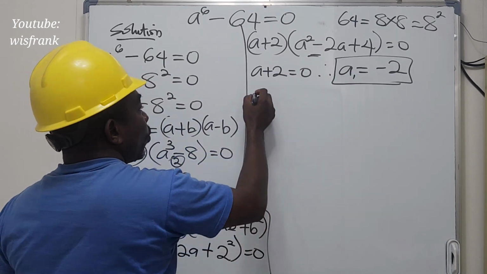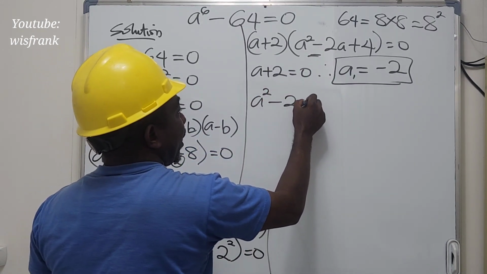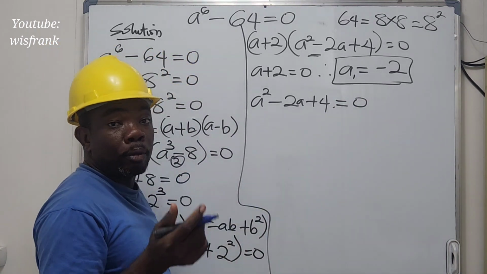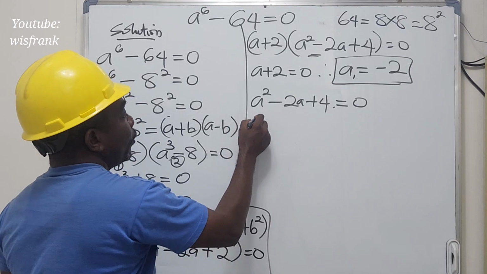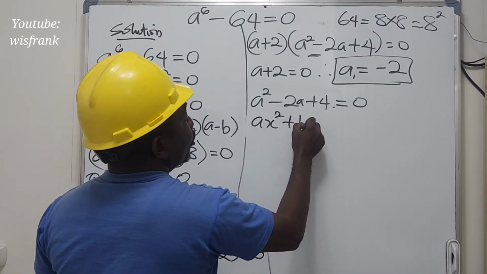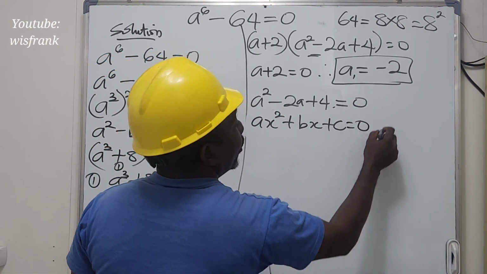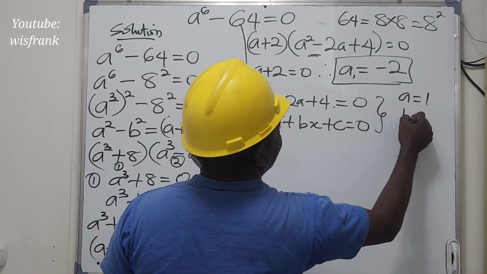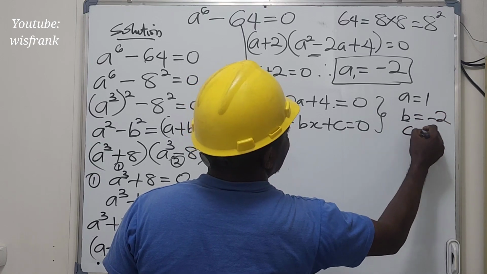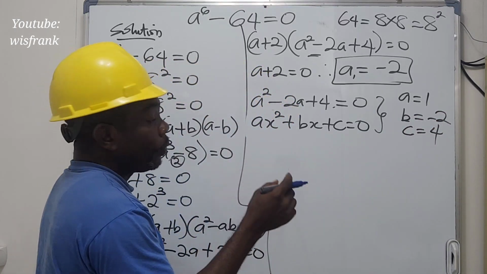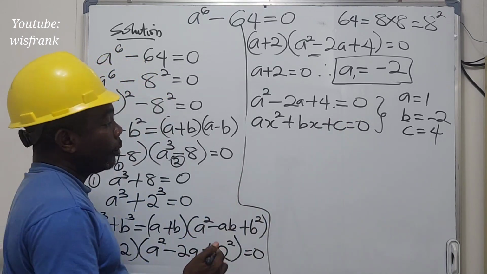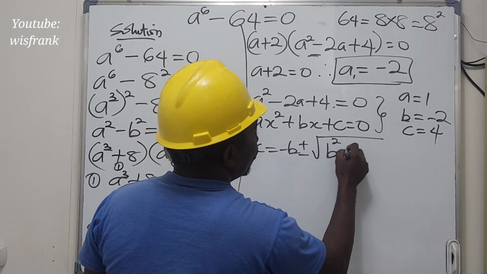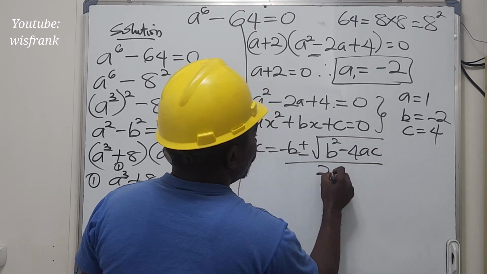So we take this second one, where we have a to the power of 2 minus 2a plus 4 equals 0. So this is a quadratic equation, and we are going to compare it with the standard quadratic equation, which is in the form ax to the power of 2 plus bx plus c equals 0. Comparing these two equations, we have the value of a equal to 1, the value of b equal to minus 2, and the value of c equal to 4. Then we are going to substitute this into the quadratic formula, where x equals minus b plus or minus square root of b to the power of 2 minus 4ac, all over 2a.